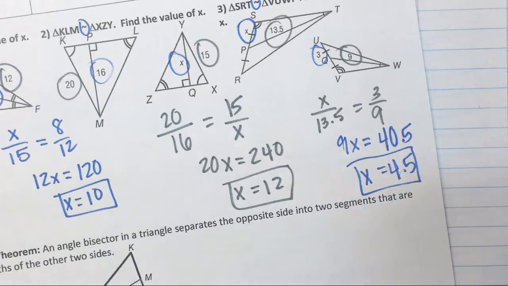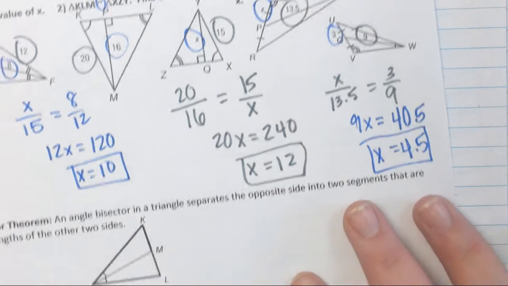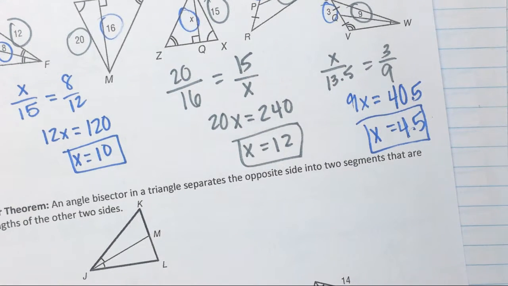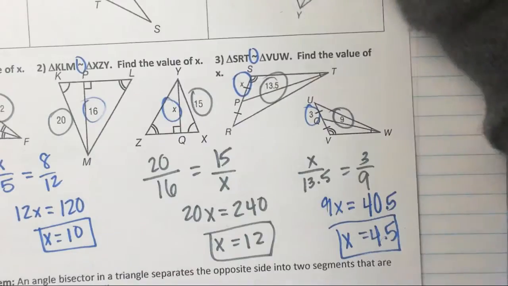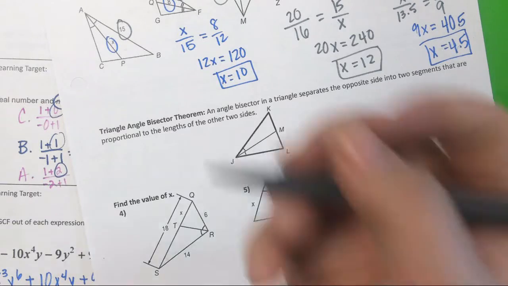Okay, so far, you can do all of this. None of this is a problem. There's only one more thing for me to say, and then you can handle the whole worksheet. The last thing I need to say is you probably want to put a star by it. It's called the triangle angle bisector theorem.